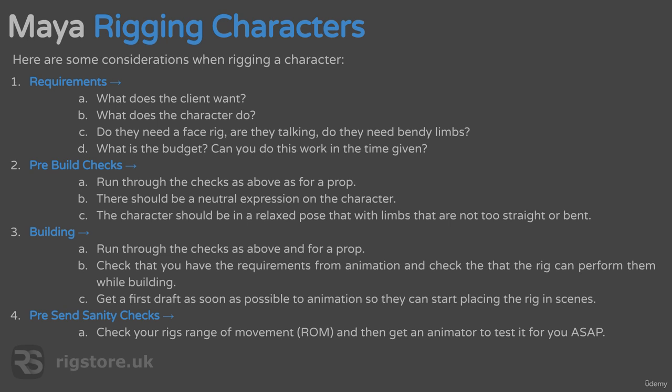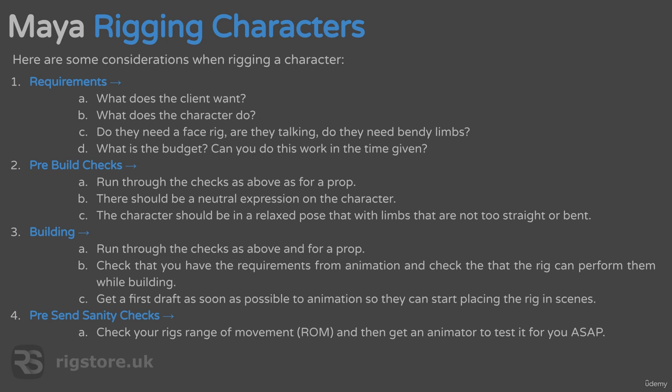Is the character in a relaxed pose with limbs that are not too straight or too bent? Obviously too straight, and you're going to be getting a lot of clicking every time you straighten the leg. It's going to be hard to know where to put your pole vector. You want to have a slight bend, maybe 5 or 6% of the leg bend that you should have, for at least 5 or 10 degrees.